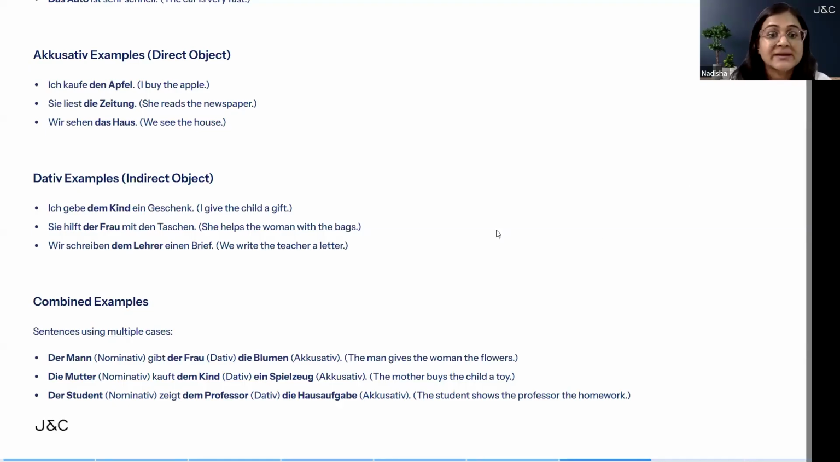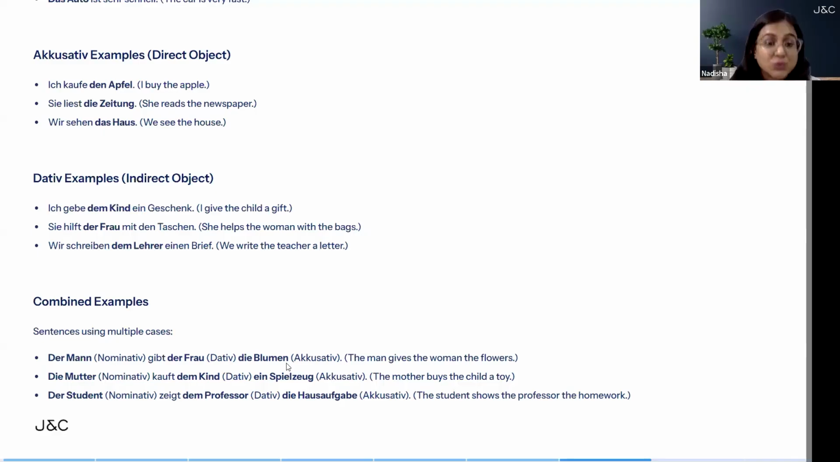Now let's see the combined example where all the three cases are mentioned. Der Mann gibt der Frau die Blumen. Now everything is mentioned here. Who is giving? Man, nominative. To whom? To the woman, which is dative, the to whom condition. And what is he giving? He's giving the flowers. Flowers is accusative, the what condition. The man gives the woman the flowers. Der Mann gibt der Frau die Blumen.